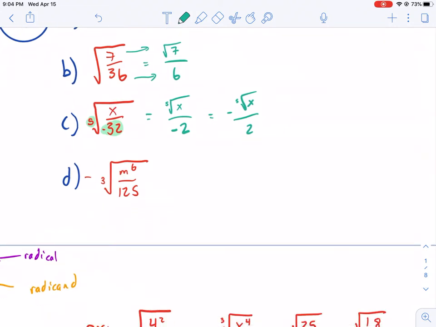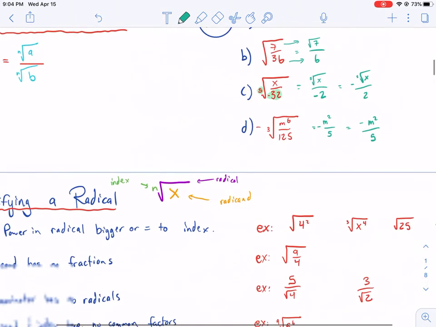Finally, we have the cube root of m to the 6 over 125. We're going to take the cube root of m to the 6, and what times itself 3 times gives us m to the 6, that's m squared, over 5, but we cannot forget the minus sign out in front. I like to apply the minus sign just to the top, and there you have your answer.